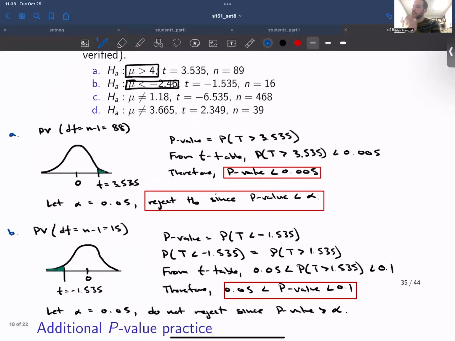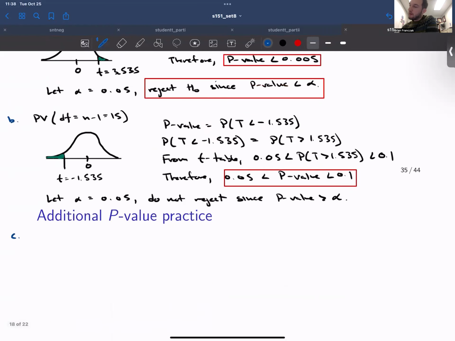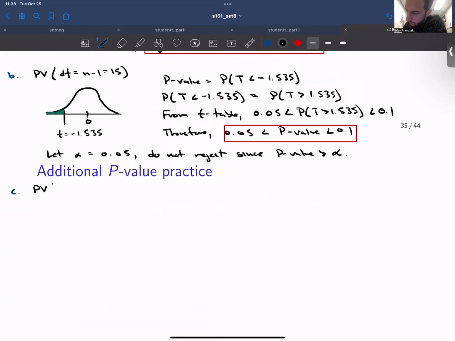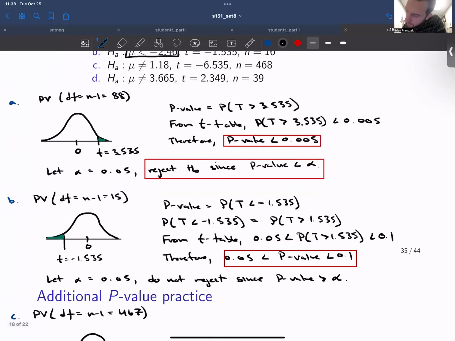Okay, in part C, we have HA, mu is different from 1.18. The t value is negative 6.535 and n is 468. Okay, so here we start off, our degrees of freedom is 467. All right. Here's our sketch of the t curve, centered at 0. Our test statistic is negative 6.535.